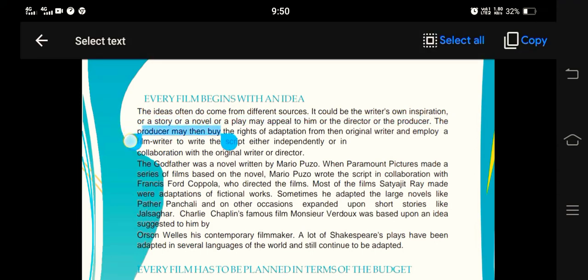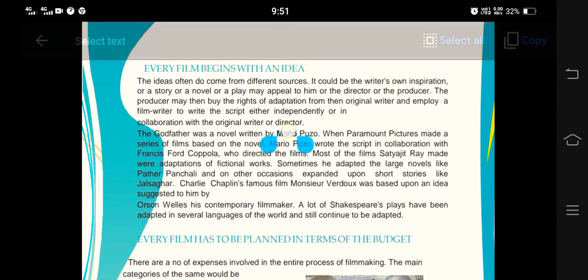Now after ideas, the next duty is rights. Buying the rights of adaptation from the original writer, and then the producer will employ a scriptwriter, a film writer, who is going to write a script. The writer can write the script independently, or the writer can also write the script in collaboration with the original writer and director.